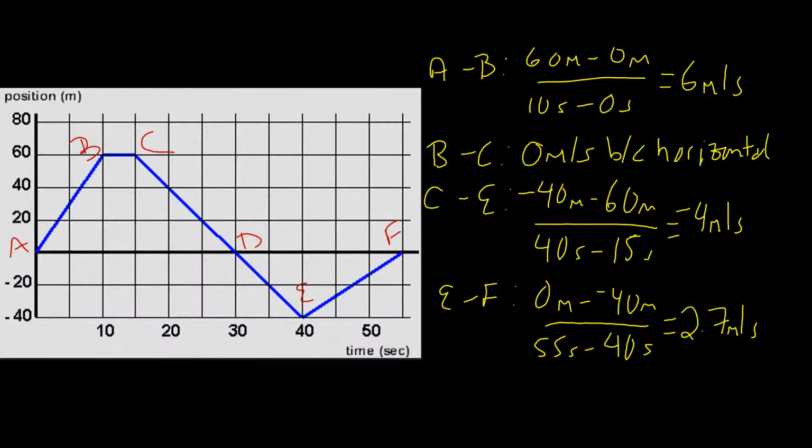So you can see that the slope of the line, the steeper the slope is, the higher the velocity is. The flatter the slope is, the lower the velocity is. So the closer you get to vertical, the higher your velocity is. The closer you get to horizontal, the lower your velocity is, the closer you get to 0.